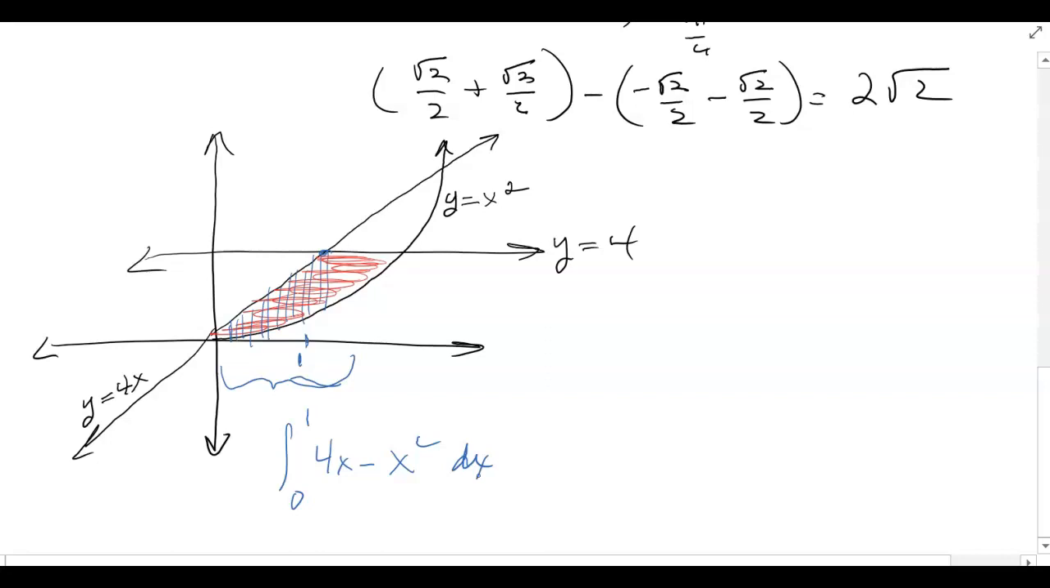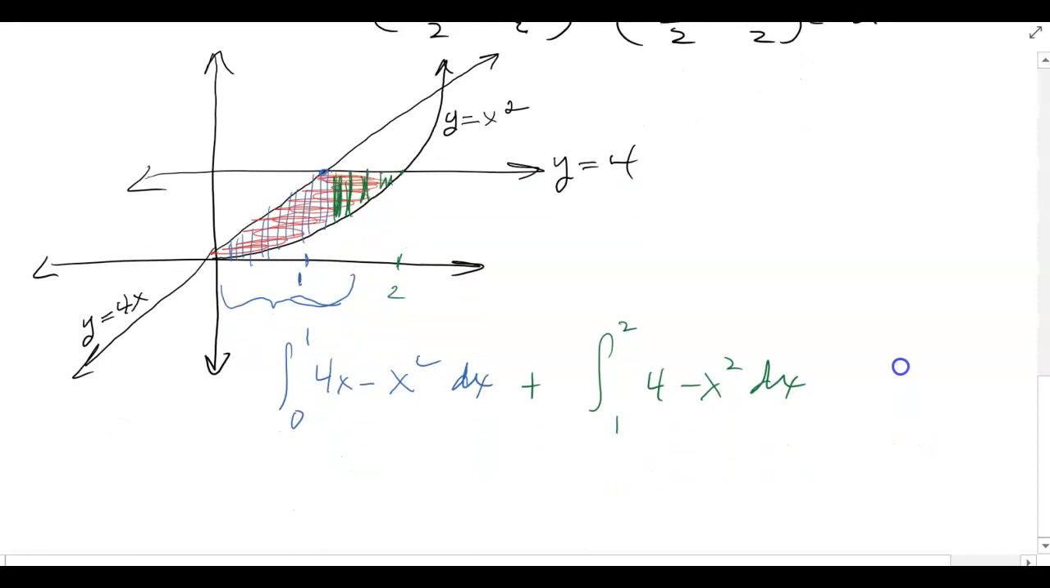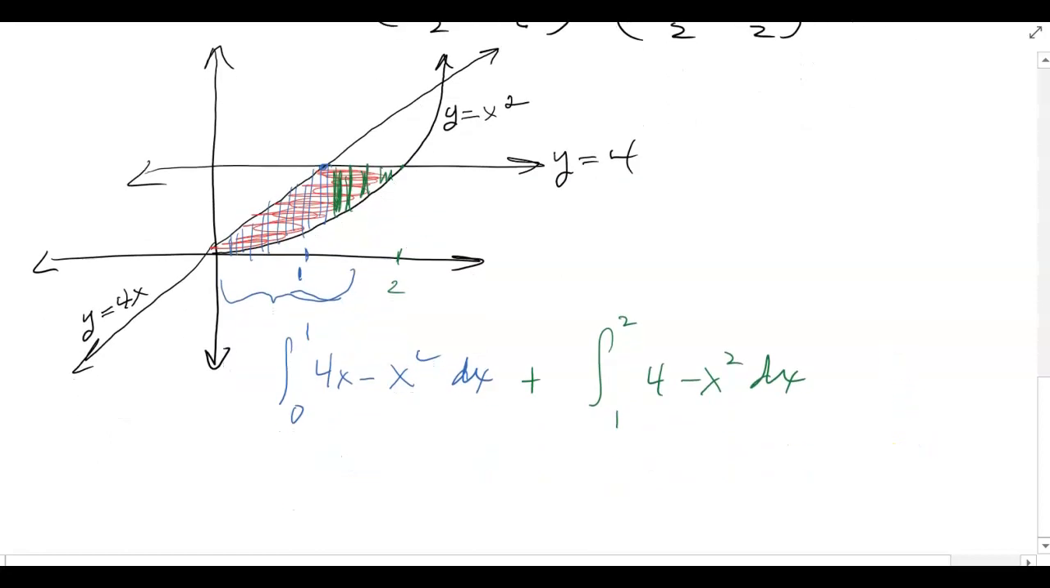Problem is, I cannot use that for the rest. So in green, we've got this other set of rectangles. Now for that set of rectangles, I would have to use the integral from 1, well, to here. So that's clearly a 2. But now I have to do 4 minus x squared dx, and I have to add these two areas together. Not horrible, right? Not horrible. It can certainly be done.